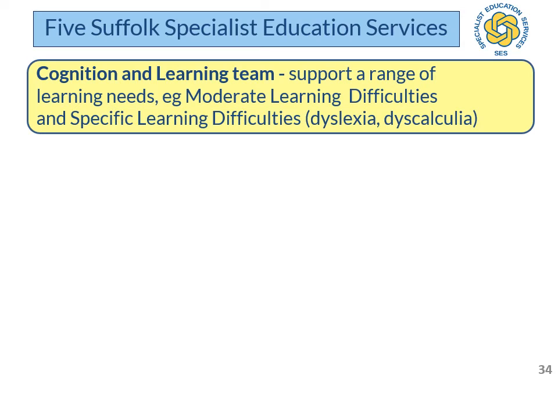Every county will have some specialist services able to support schools to support pupils with SEN, and the county's local offer website will give details of these. In our county of Suffolk, there are 5 specialist education services. The first 4 services match the categories of special educational need outlined in the SEN Code of Practice. So there is a cognition and learning team who can offer support and advice for pupils with a range of learning needs, including moderate learning difficulties and specific learning difficulties like dyslexia and dyscalculia.